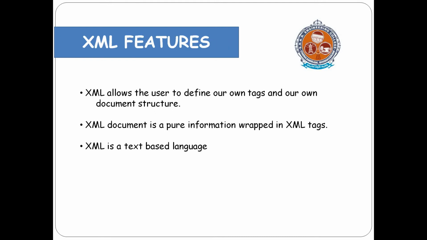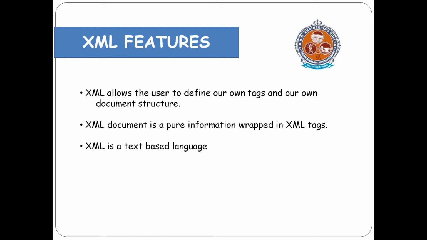So the main features of XML are, XML allows the user to define our own tags. We already saw that, and our own document structure. An XML document is pure information wrapped in XML text. Just remember this simple line: XML is nothing but information wrapped in XML tags.